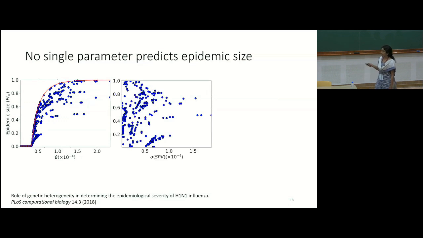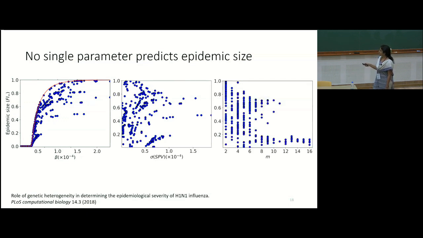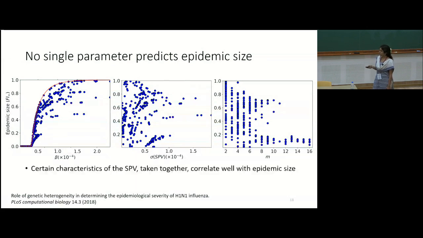We also looked at other parameters of the SPV, such as the standard deviation or the number of susceptibility subgroups, and we find that none of these individually can predict the final epidemic size. We find that, of course, some of these characteristics taken together correlate well with the final epidemic size, with the overall message that diversity in susceptibility protects the population against a larger spread.